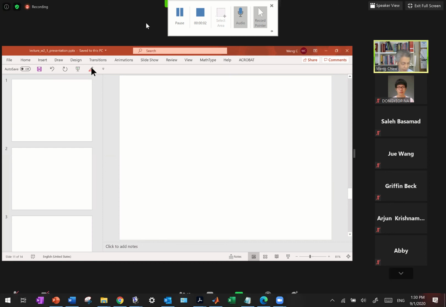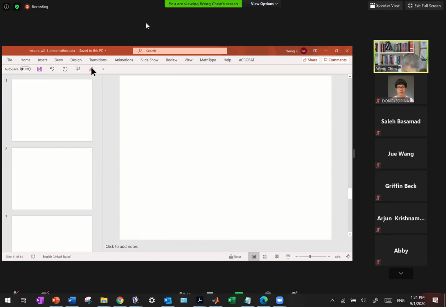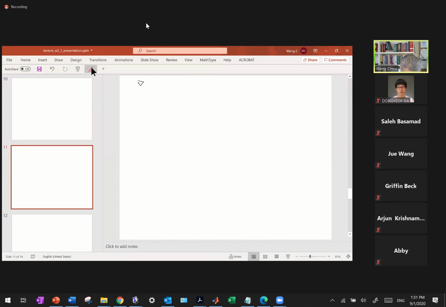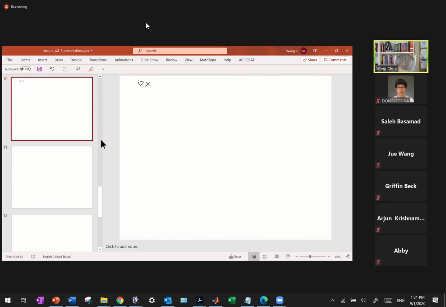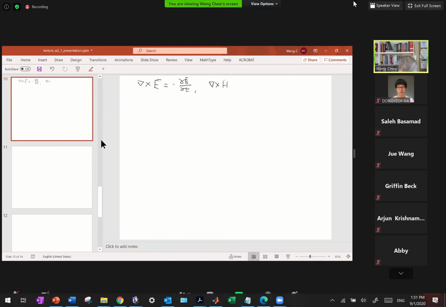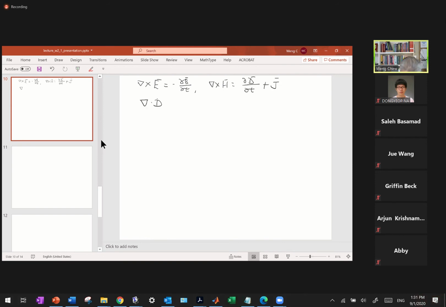So today I'm going to continue on electrostatics and magnetostatics. We have previously discussed Maxwell's equations. Curl of E is minus dB/dt, and curl of H is dD/dt plus J, which is the generalized Ampere's law. We have divergence of D equal to rho, and divergence of B equal to 0.